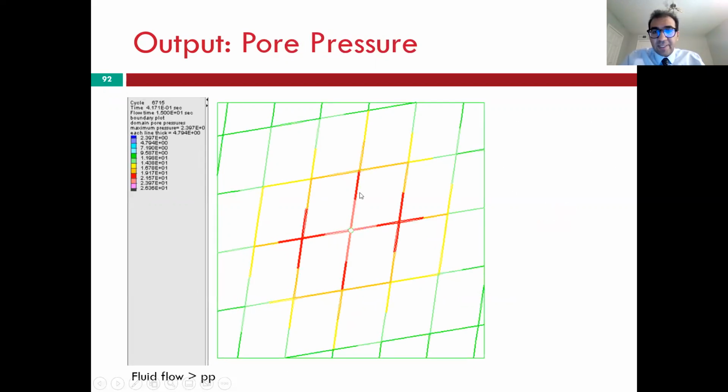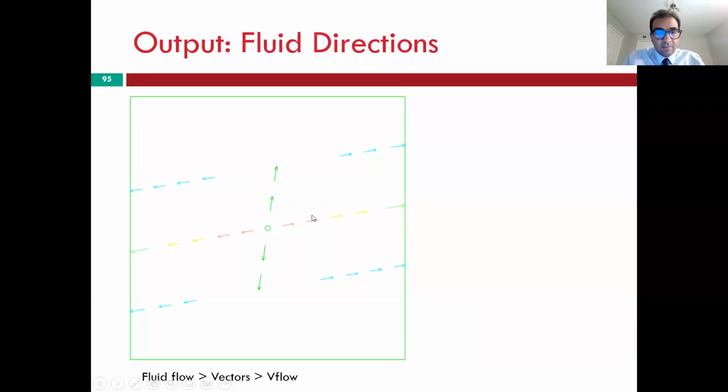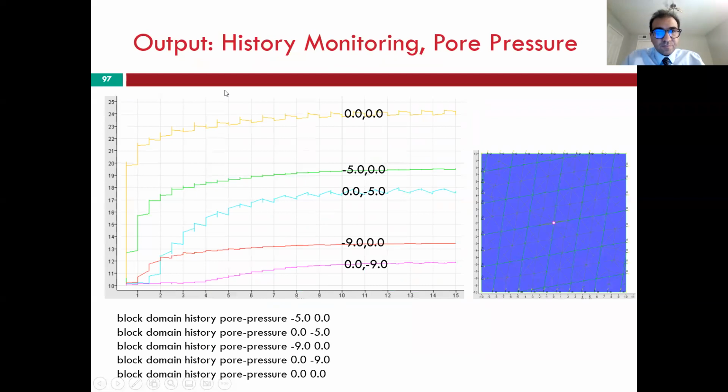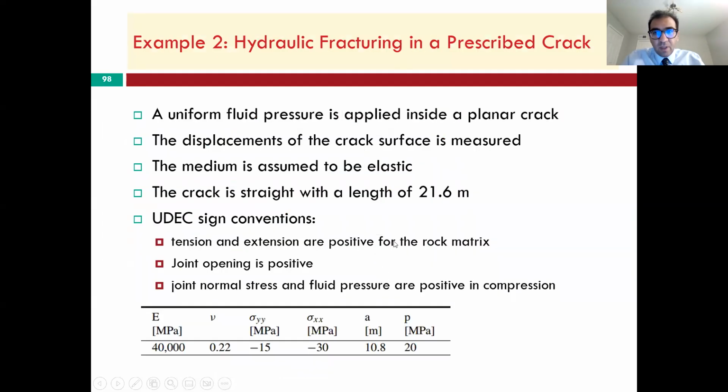Obviously, these fractures right now are ordered, but you can develop random fractures in the model based on statistical models as well. Then you can monitor the pore pressure, for instance, at different points and develop pore pressure or any other result changes through time.